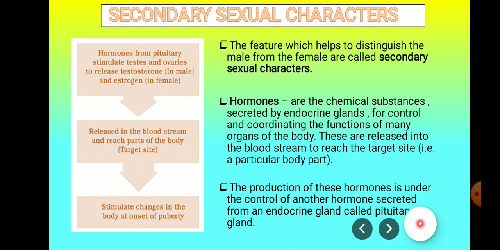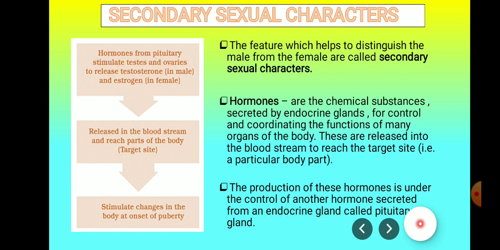Secondary sexual characters. The features which help us to distinguish the male from the female are called secondary sexual characters. Hormones are the chemical substances secreted by endocrine glands for controlling and coordinating the functions of many organs of the body. These are released into the bloodstream to reach the target site, that is, a particular body part. The production of these hormones is under the control of another hormone secreted from an endocrine gland called the pituitary gland. So in the further slides, we will see what endocrine glands are.